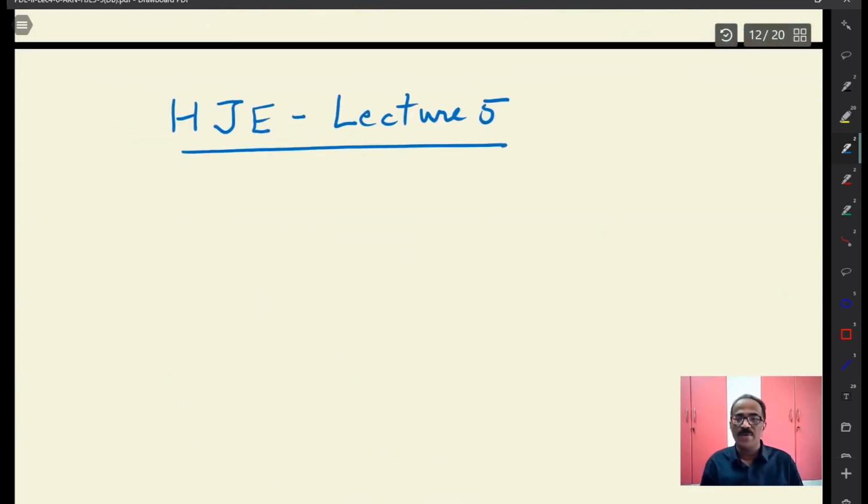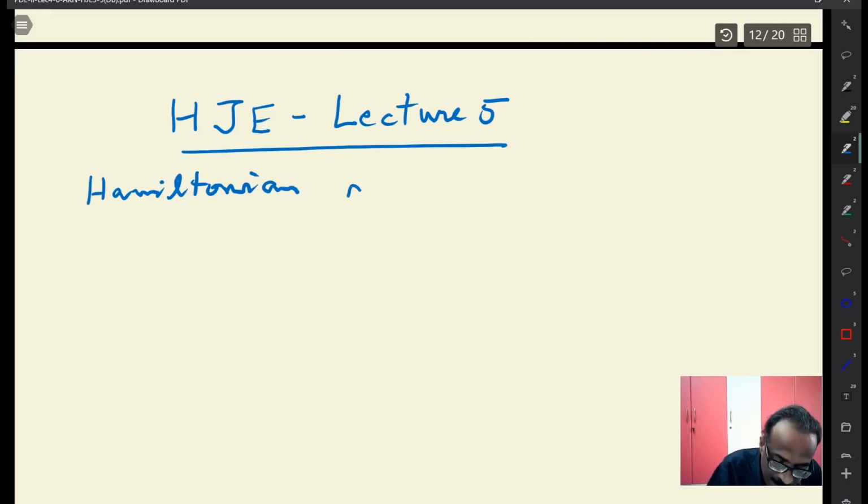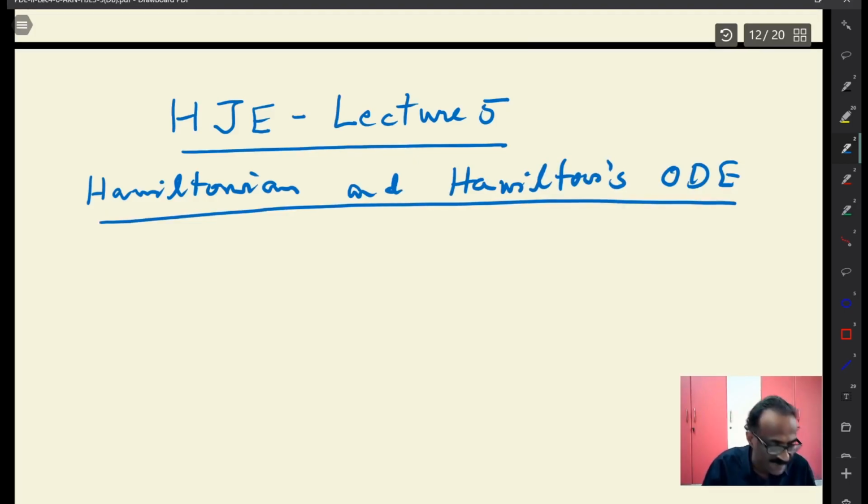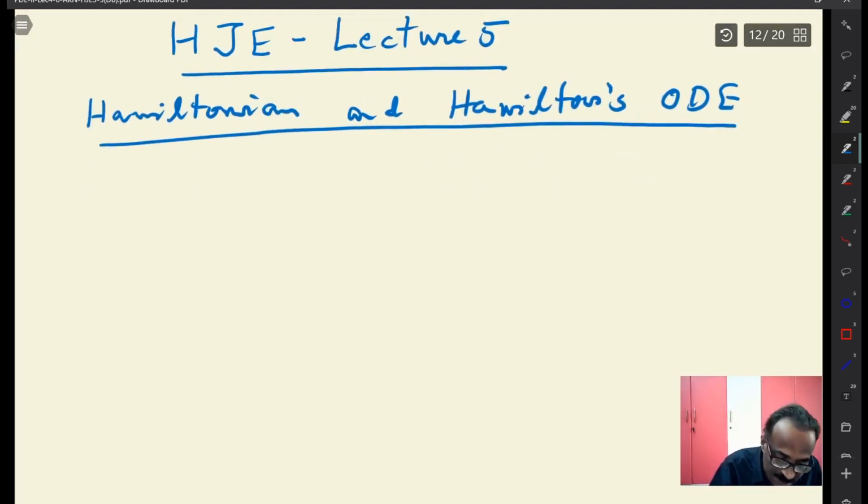So what we are going to do today is convert that system of n second order equations into what is called a system of 2n first order equations, which is called the Hamiltonian. So I am going to slowly introduce the Hamiltonian and Hamilton's ODE. There is a big solvability issue, which I will discuss here. Let me first introduce a term called the generalized momentum. I will shortly tell you why we call it a generalized momentum vector.